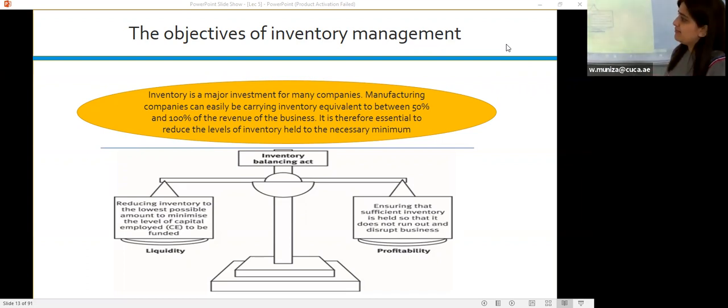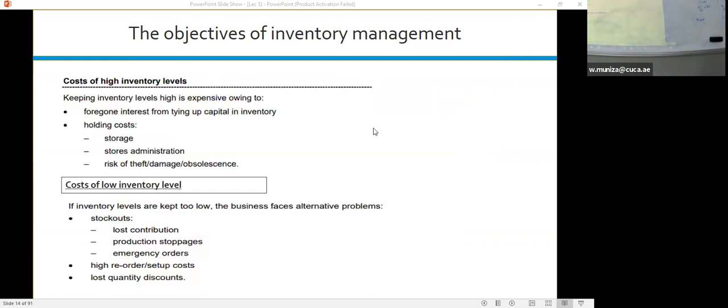So liquidity means reducing inventory to the lowest possible amount to minimize the level of capital employed to be funded. And profitability, ensuring that sufficient inventory is held so that it does not run out and disrupt business. So in both the things, we need to keep a proper balance.